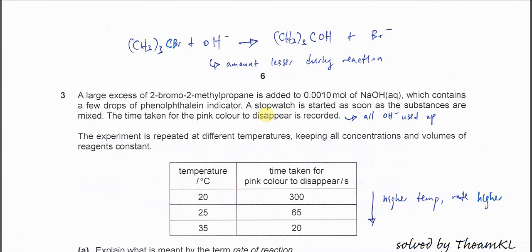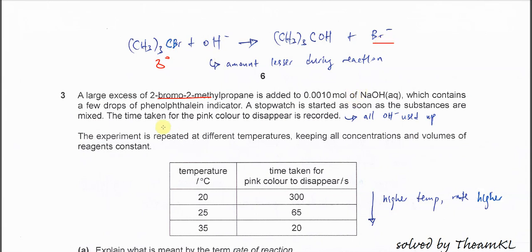Question 3. This is the reaction between the haloalkane with hydroxide. 2-bromo-2-methylpropane is used, and this is the tertiary haloalkane. After it reacts with hydroxide, it will form this tertiary alcohol, and the bromine has been substituted by the hydroxide. Okay, and now bromide will be the leaving group.